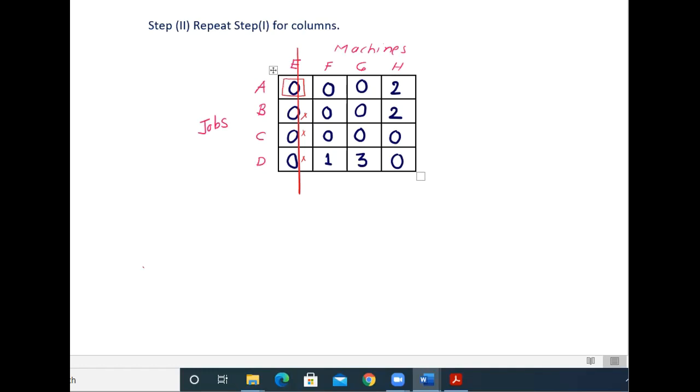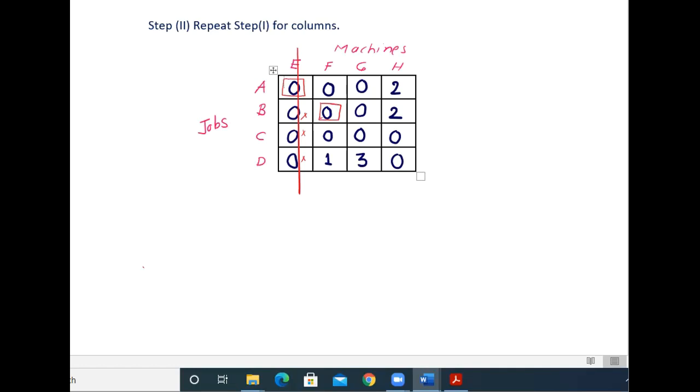All right, now go to the second row. We can have an assignment here, or we can have an assignment here. There is now a choice. Because there is a choice, there are alternate solutions to this problem. So you can use this zero or you can use this zero. Similarly, there is a choice in the first row also. So let us use this cell for an assignment, that is second row, second column. This zero we assign, that means we assign the job B to the machine F.